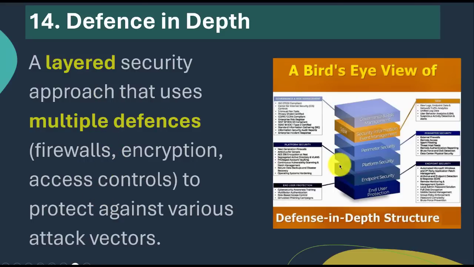Let's go to number 14, defense in depth. So these are layered defenses. Look at this: it has firewall, encryption, access controls. Putting all of these things together is defense in depth.